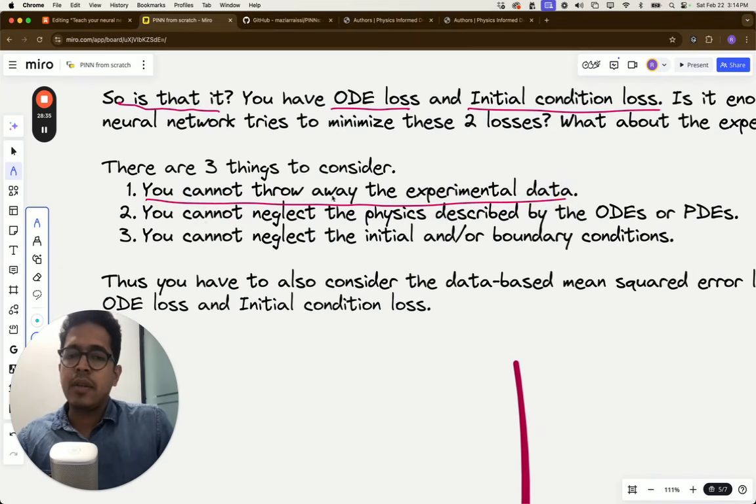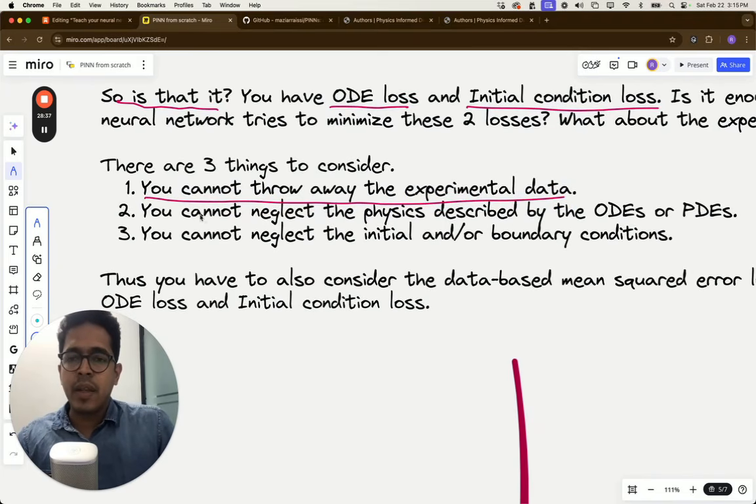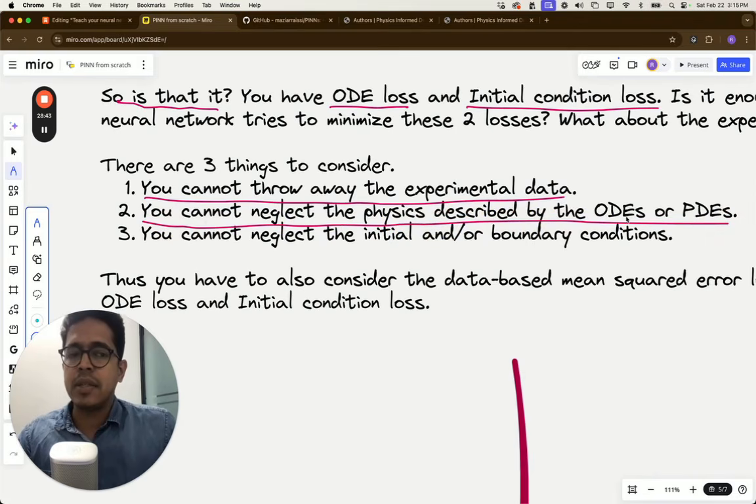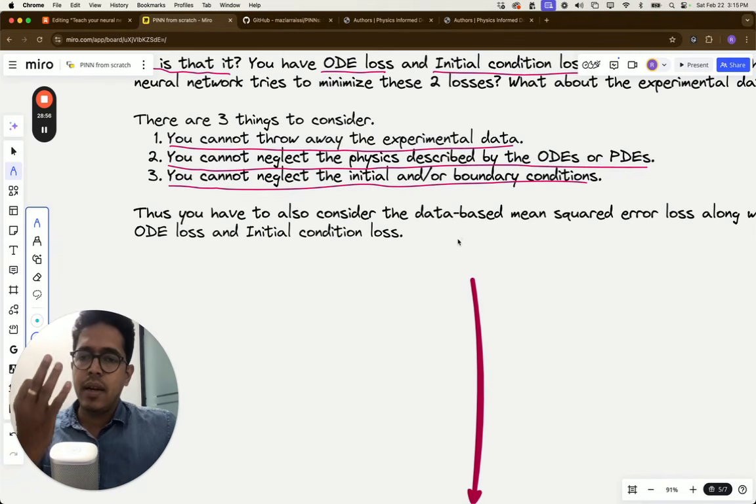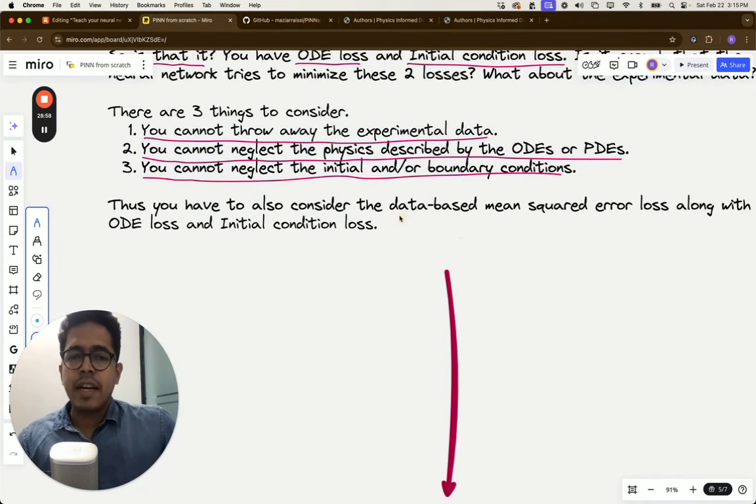Somehow the neural network should be trained on experimental data. You cannot neglect the physics described by the ordinary differential equation or partial differential equations in some other cases. You also cannot neglect initial or boundary conditions. Your model has to respect initial or boundary conditions. So this is why you need three loss terms. One is the data-based, meaning experimental data-based mean squared error loss, along with ODE loss and initial condition loss.